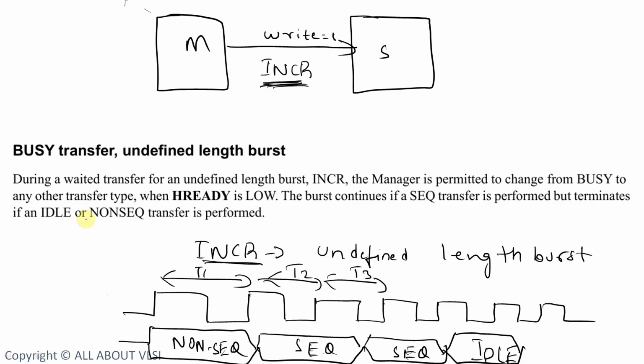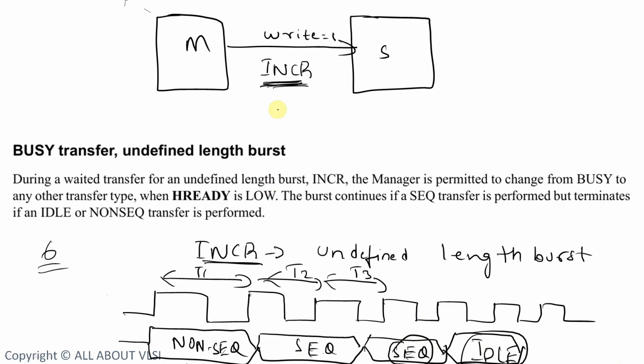Or let's say the master wants to stop the transfer after 6 beats. Because it is an undefined length burst, the slave doesn't know how many beats it is going to receive or need to send. Then how are the master and slave synchronized? Using this HTRANS signal. So after 6 beats, if the master wants to stop the transfer, it will change the transfer type from sequential to idle, or from sequential to non-sequential.